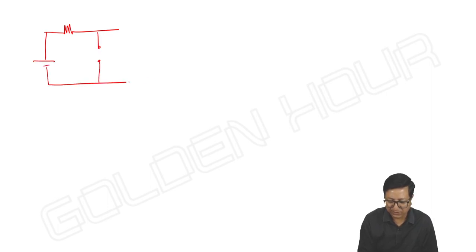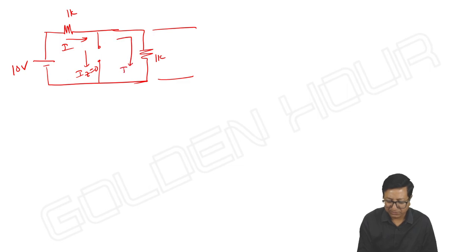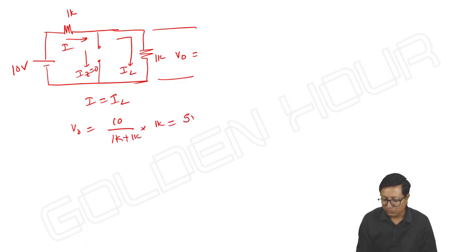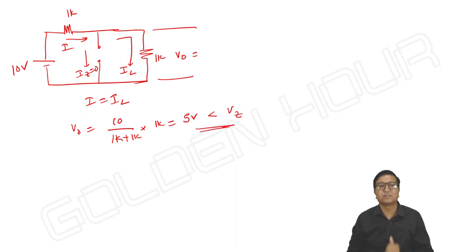If Iz is 0, then what can I write in the given circuit? 10 volts, 1 kilo ohm, 1 kilo ohm, and I and IL. So what is V output? Here I is equal to IL. V output is equal to 10 by (1 kilo ohm plus 1 kilo ohm) into 1 kilo ohm, which is 5 volts, which is less than Vz. This is what we can observe.